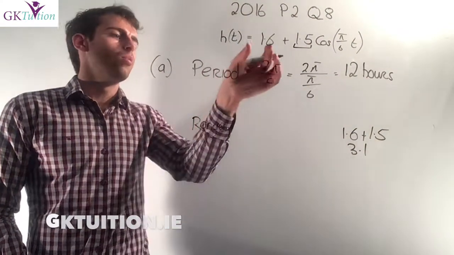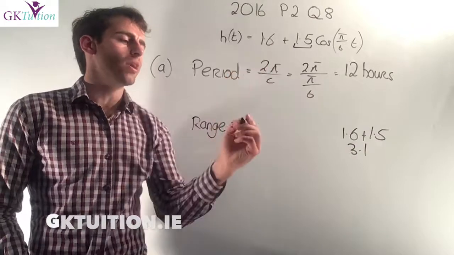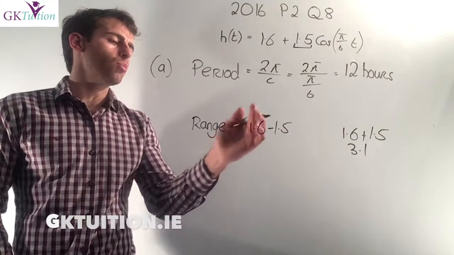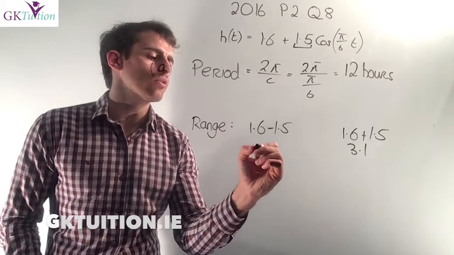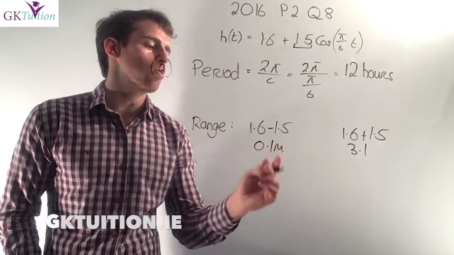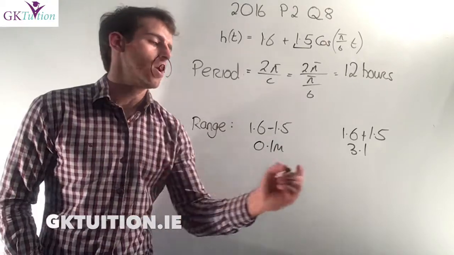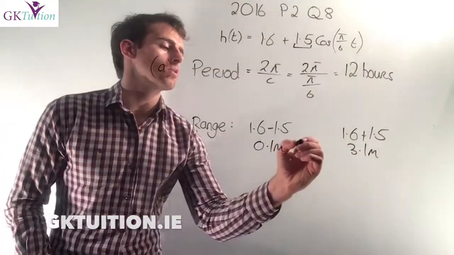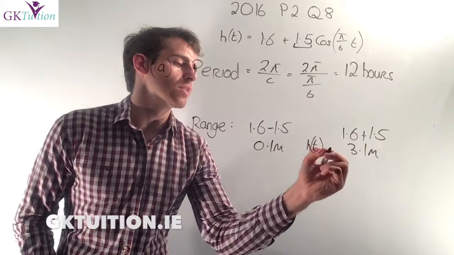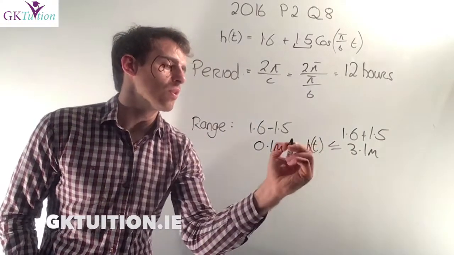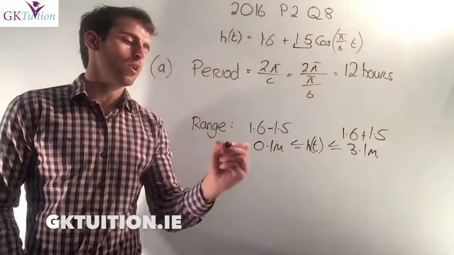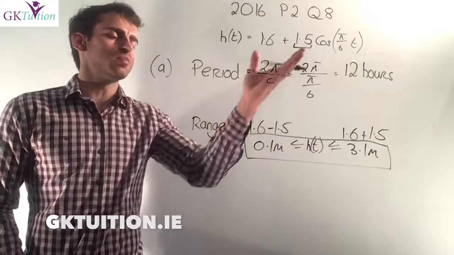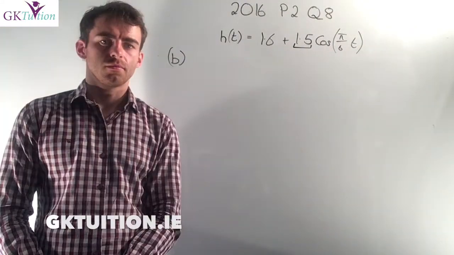The minimum will be my baseline where I start off minus my amplitude, which is 1.5. So 1.6 minus 1.5, I know that the minimum height in this port is 0.1 meters. So I know the minimum is 0.1 meters and the maximum is 3.1 meters. So my range in this case, I can say my h of t is between 3.1 and 0.1. So the range should be written like that. So that's my period and my range.